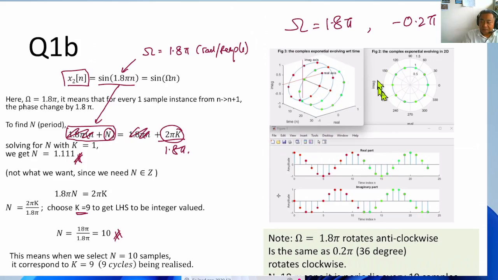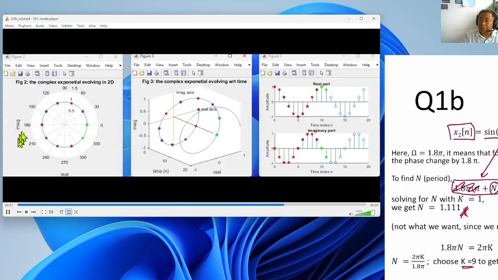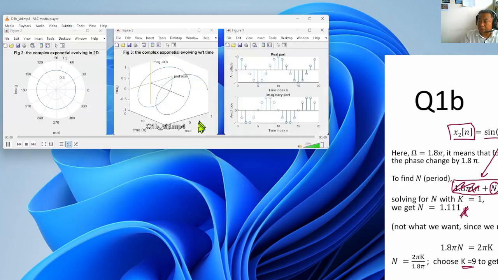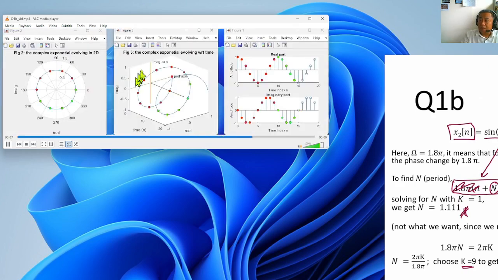Okay, so let's see this animation now. I generated this MATLAB program to draw a complex exponential rotating clockwise at minus 0.2 pi radian per sample. 0.2 pi radian per sample is equivalent to 36 degrees. So in 10 samples, it will rotate 360 degrees. So this is a complex exponential rotating clockwise, as you see. The red representing the first cycle, the green representing the second cycle.